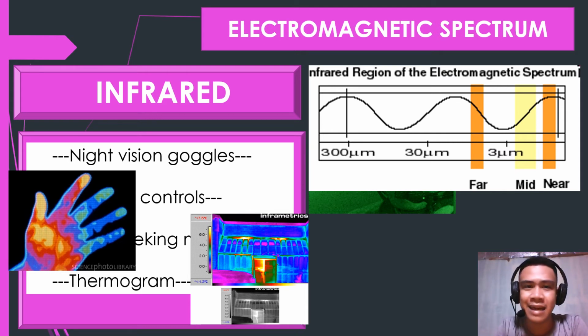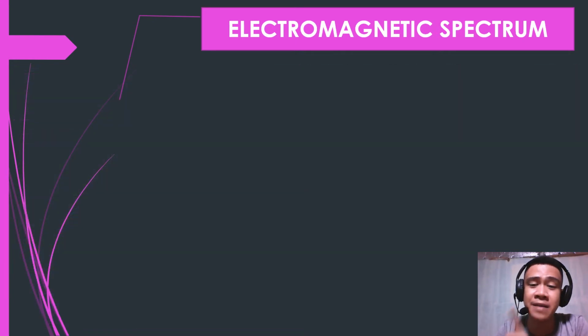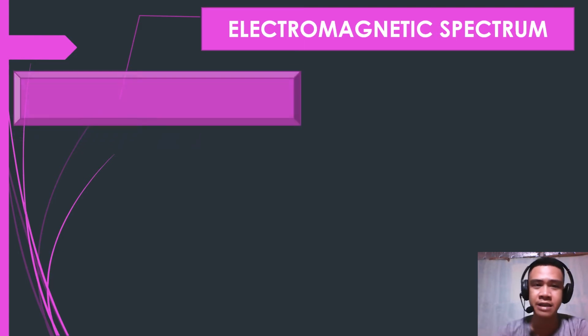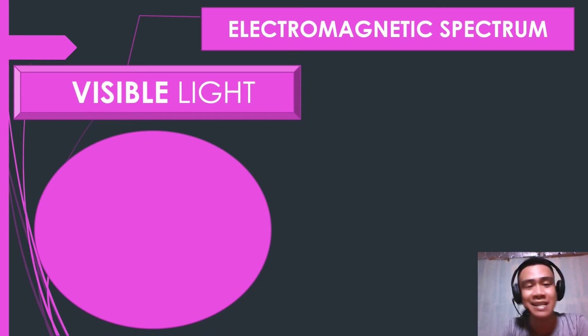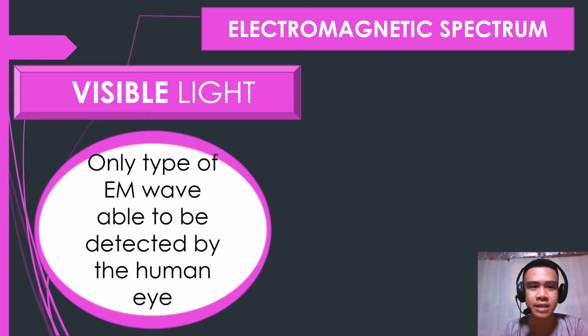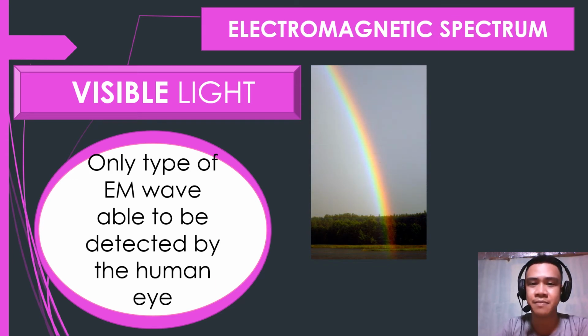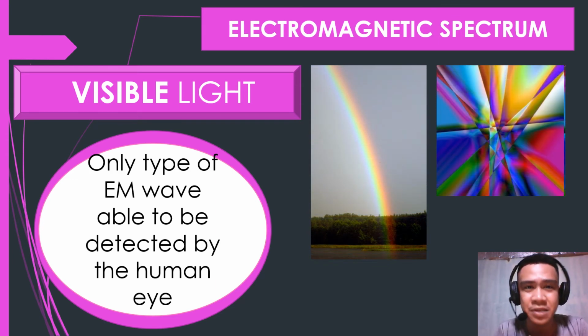Next is visible light. Visible light can be seen. Visible light is the only type of EM wave able to be detected by the human eye. Examples are the rainbow and the prism. It has a shorter wavelength and higher frequency than infrared rays. It is the only electromagnetic wave that we can see.